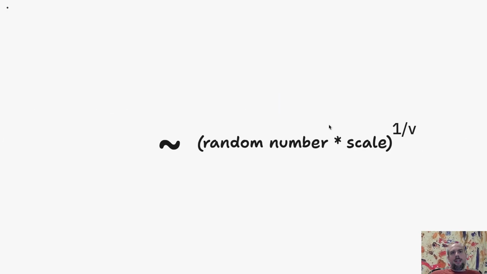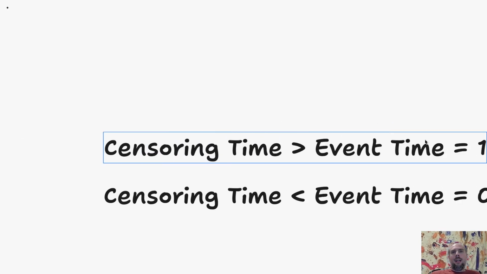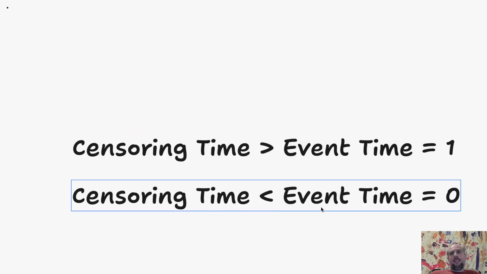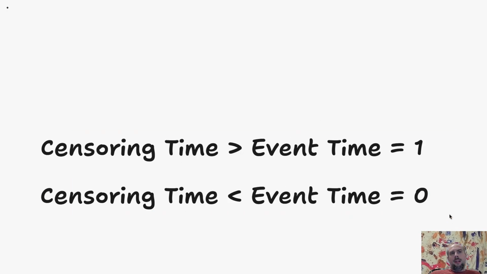And you can really simplify this formula as just a random number times the scale that you choose, and then if you decide to add the shape parameter. So how does the censoring time work? If the censoring time is longer than the event time, then we observed an event. If the censoring time is less than the event time, we did not observe an event, and then we'll have a 0 there. So why do we have censoring?